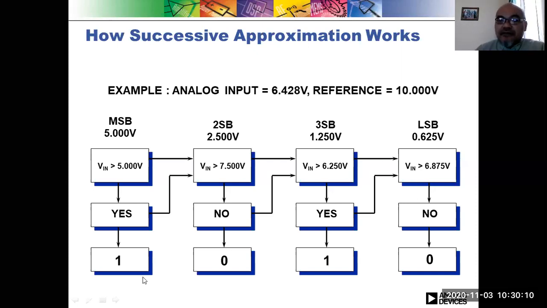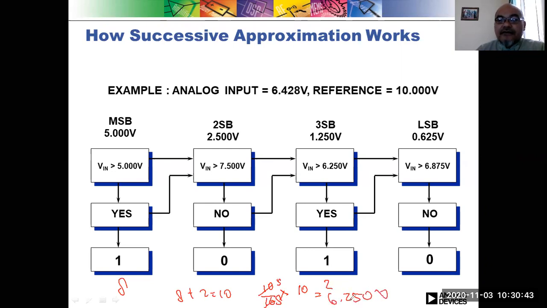Then the final approximation will be 1010. So if we convert this, let's calculate. Anyone can help me with a calculator? So this will be 8, right? This is 2. So 8 plus 2 equals 10. So 10 out of 16 times 10 volt, right? So this is 6.25 volt, approximating the 6.428 volt.